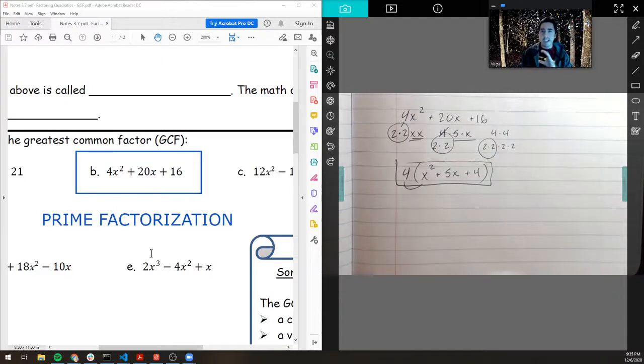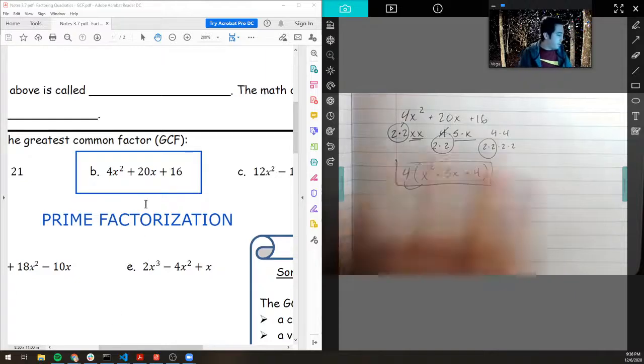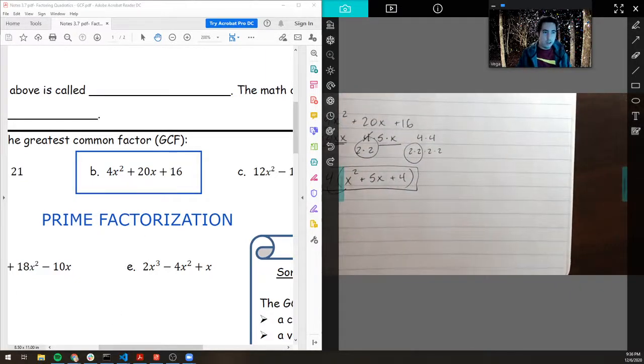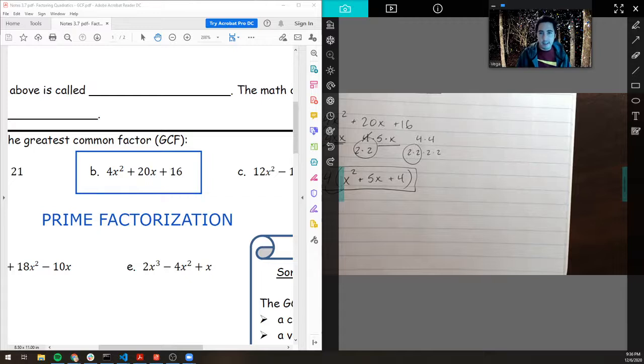So again, factoring, which is the breaking apart, and distribution, which is combining, are opposites of each other. Okay, let's do some more. Let's now look at, in red, I'm going to do E. E here.